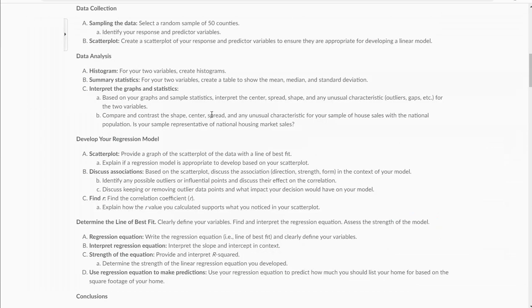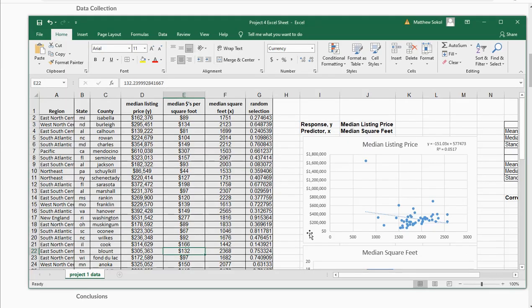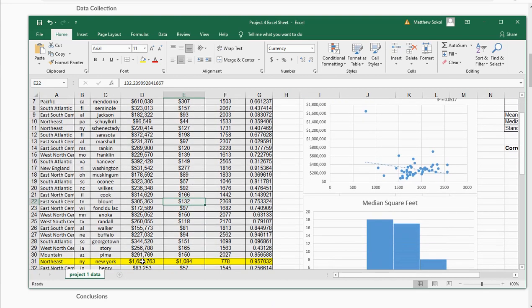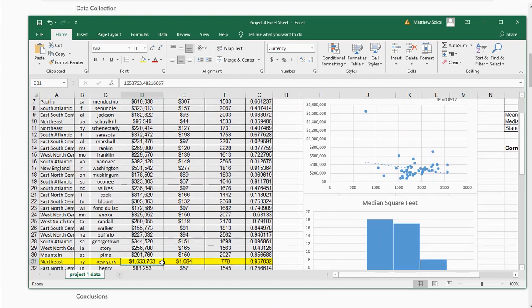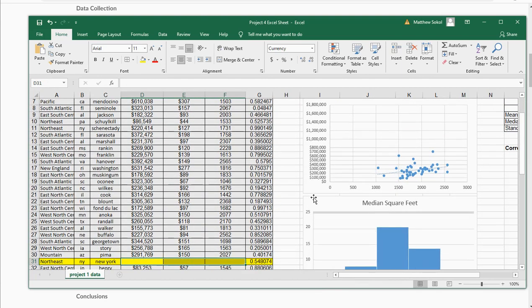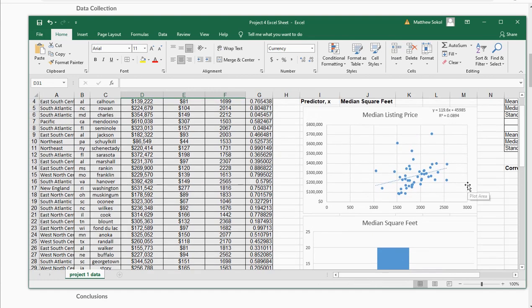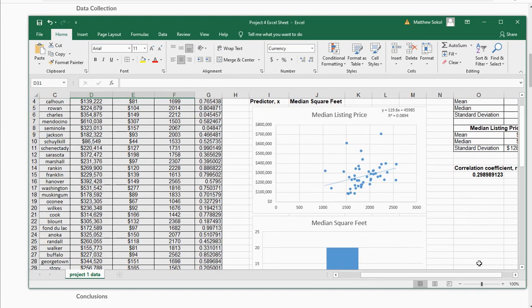So discuss keeping or removing outliers from your data set. In my case, I'm actually thinking it needs to be removed. And watch what happens when I remove these values. My graph will automatically update and so do all my values. So watch, I'm going to remove these values here. And you see my graph automatically gets updated and so does my correlation coefficient. And so does my R squared.